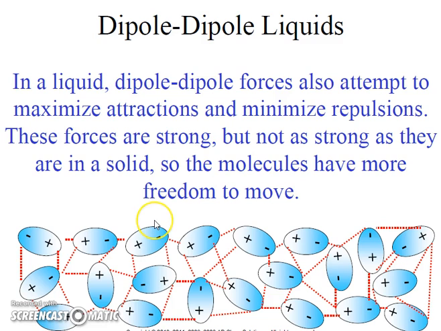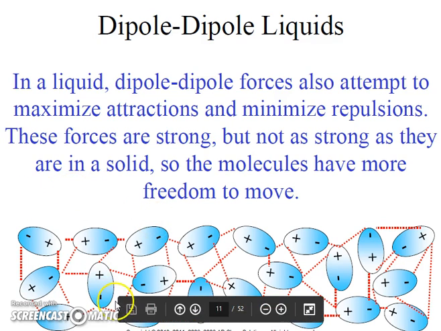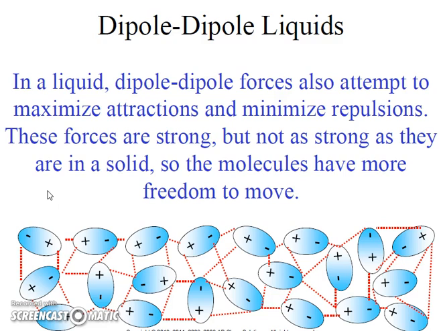The next slide is one of a liquid. So, still arranged to try to minimize the same sign interactions, but since the molecules are freer to move past one another, there's going to be more of those interactions, so there's less attraction between these than there are between a solid where it's pretty much locked into place. Okay. Questions on dipole-dipole?